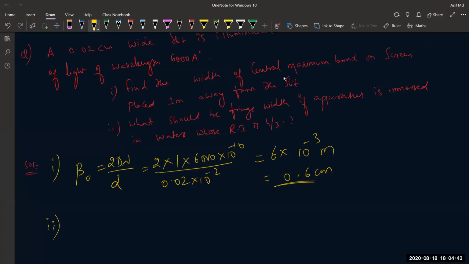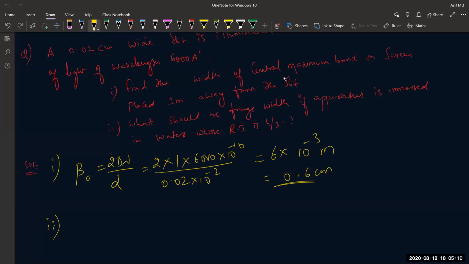Resolving powers, I'll try to do it when we do the optical instruments. In ray optics, we have been left with the optical instruments, like the lens of your microscope, telescopes, and astronomical telescopes. In that part, we'll do the resolving power. So if you get any problems related to resolving power right now, keep them on hold, because we'll do them once we complete the optical instruments in ray optics.